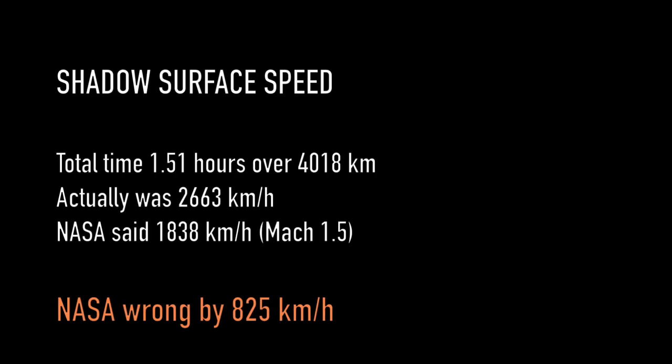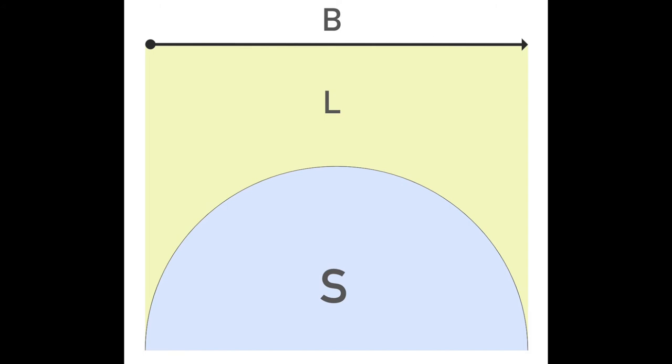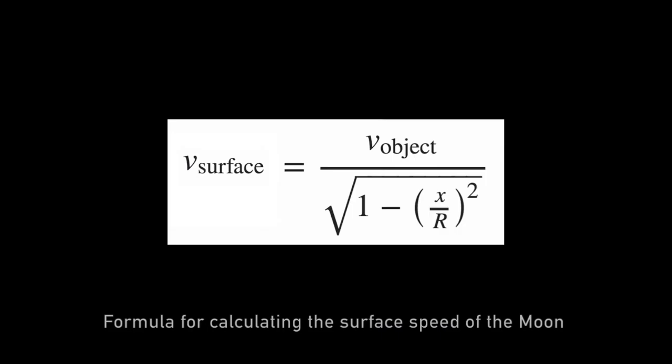So the total time was 1.51 hours over 4,018 kilometers, giving us an average speed of the eclipse shadow of 2,663 kilometers per hour. NASA said it should be 1,838 kilometers per hour, which is wrong by 825 kilometers per hour. In this drawing, B is the moon, L is the shadow that it's casting at a given time, and S is the sphere of the imaginary ball Earth. We can find the speed of the shadow on the Earth's surface using this formula. R is the radius of the Earth, X is the distance traveled from the center of the sphere, V object is the speed of the moon.